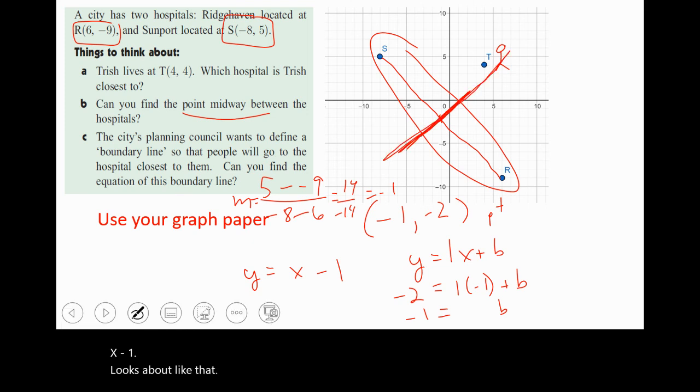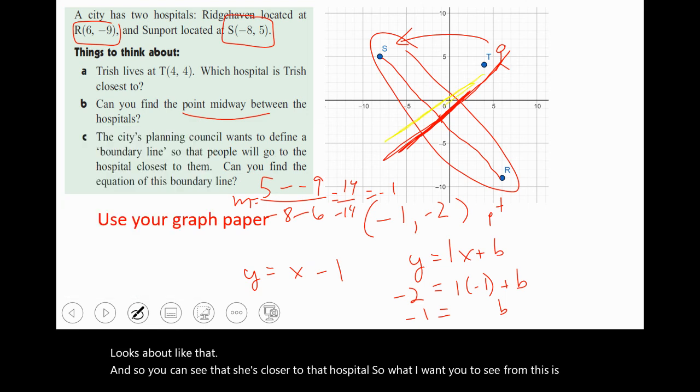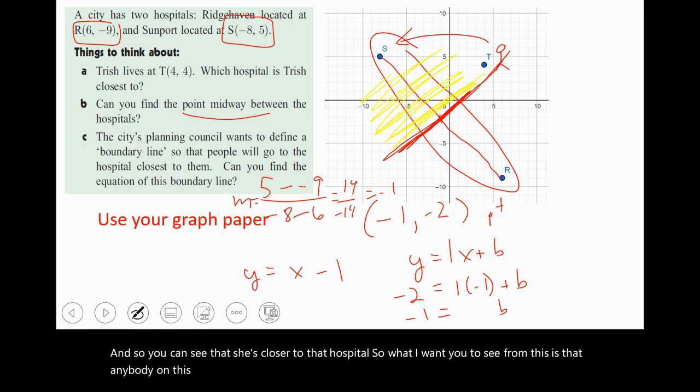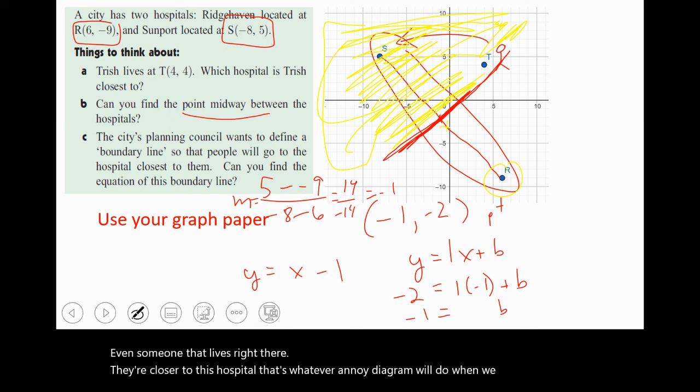And so you can see that she's closer to that hospital. So what I want you to see from this is that anybody on this side of the perpendicular bisector, no matter where they live, they could be all the way over here, is closer to that hospital. And anybody over here, even someone that lives right there, they're closer to this hospital. That's what a Voronoi diagram will do when we get to those next week.